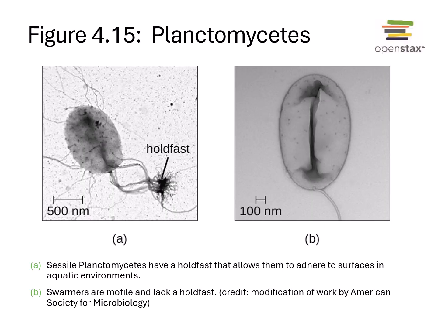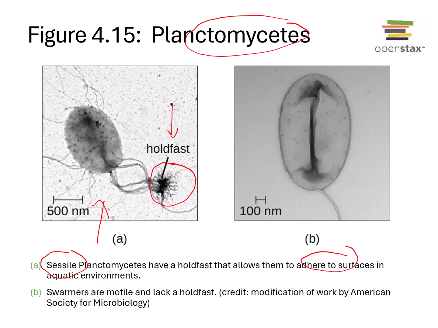Here's an image of those planktomycetes. We see a sessile planktomycete here on the left with a holdfast that keeps it in place. Imagine you're on the beach and you're letting the waves run over your legs. If you didn't have anything to hold you there, you would just wash away with the water. So the holdfast keeps them still, right? Lets them stick to a surface. Swarmers, though, are motile, and they do not have a holdfast.